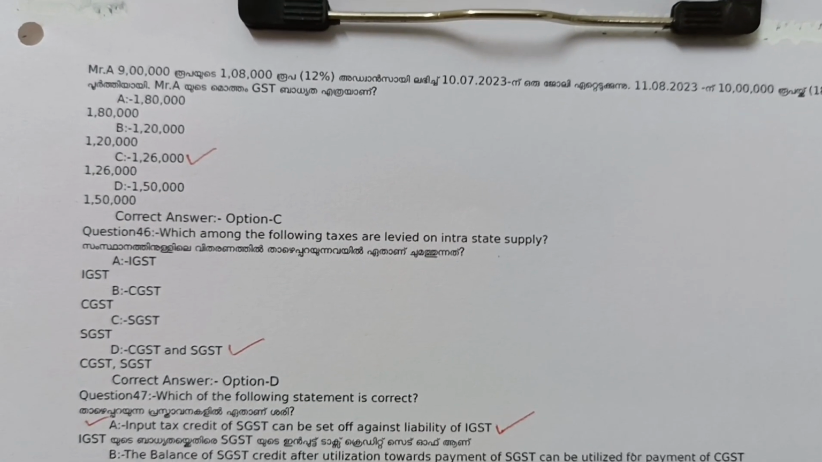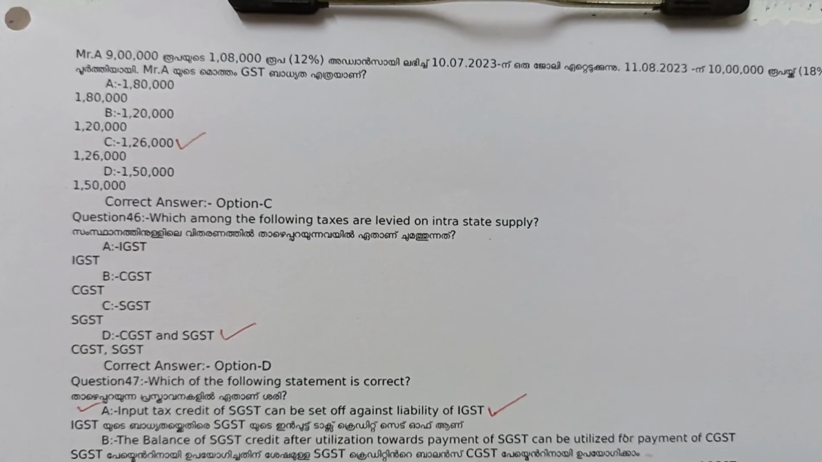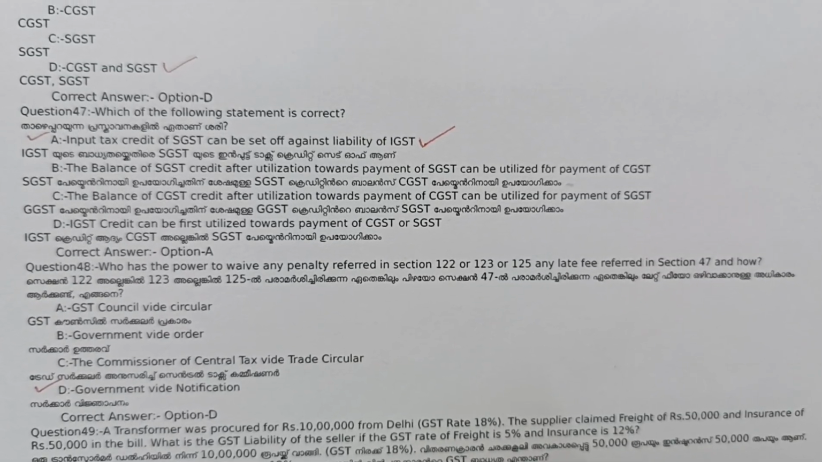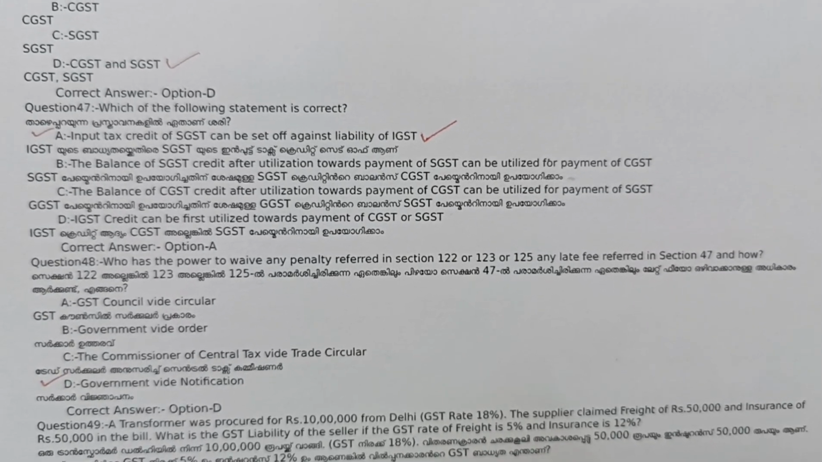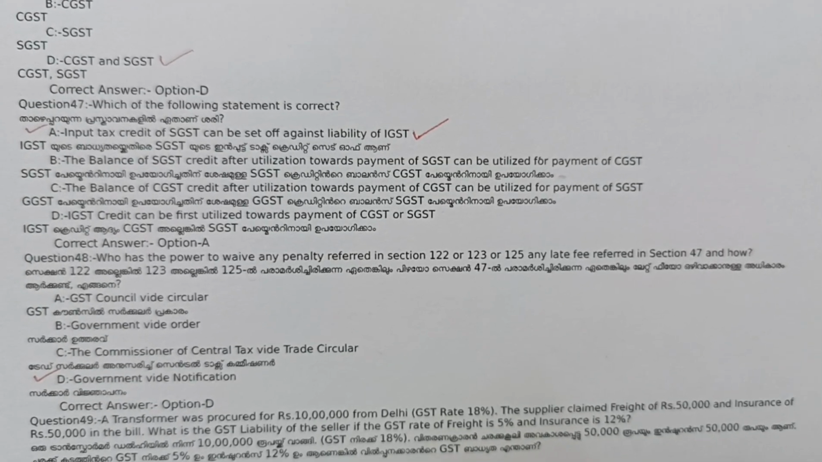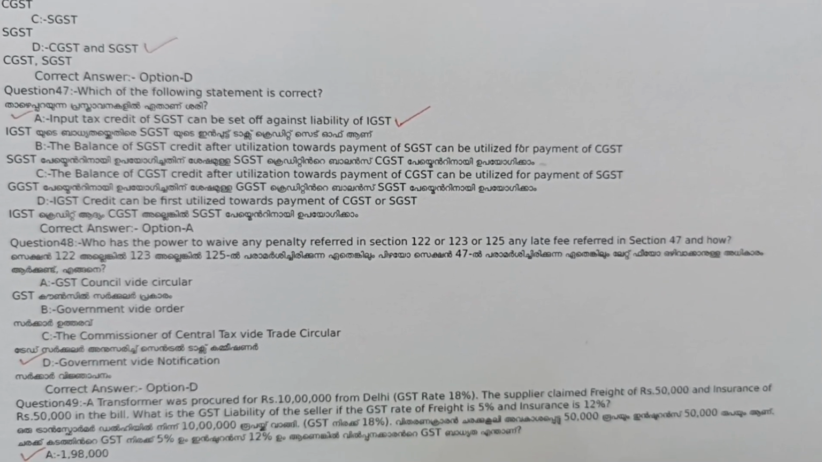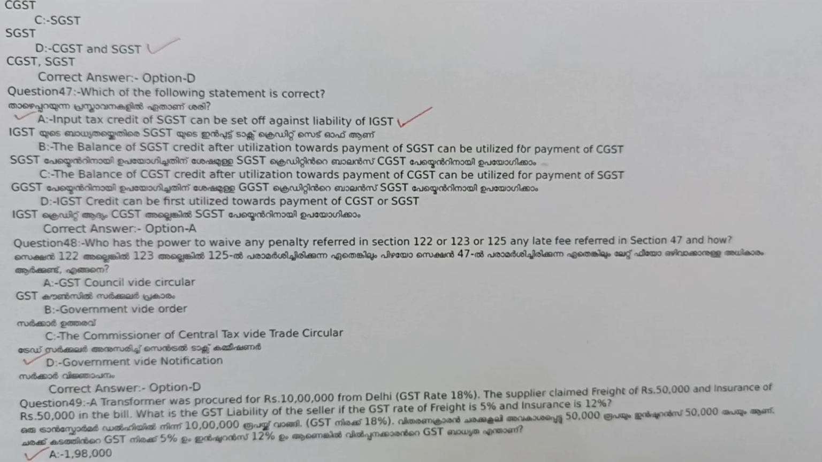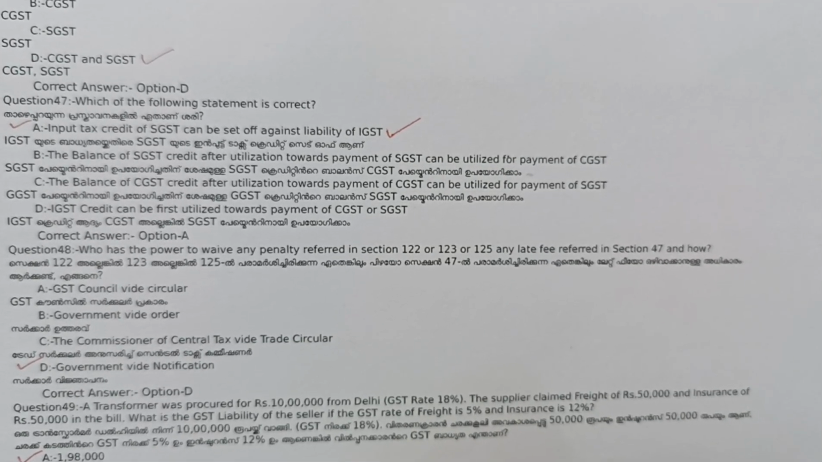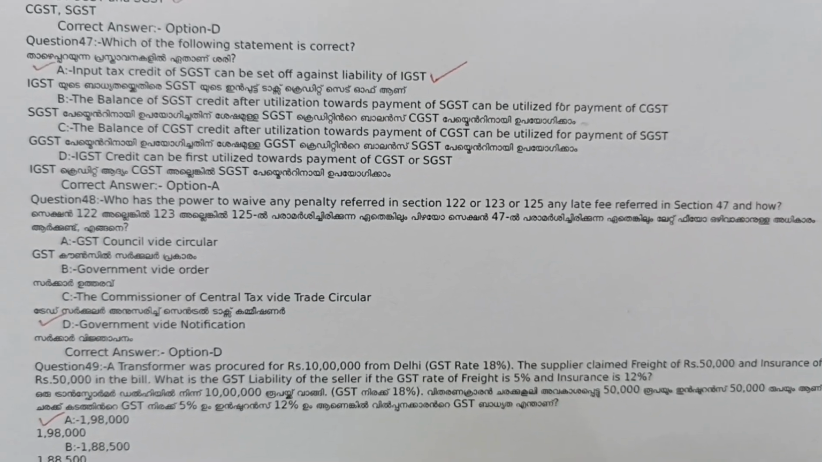Question number 46. Which among the following taxes are levied on intrastate supply? CGST and SGST. Question number 47. Which of the following statements is correct? Answer, input tax credit of SGST can be set off against liability of IGST. Question number 48. Who has the power to waive any penalty referred in section 122 or 123 or 125, any late fee referred in section 47, and how? Answer, government via notification.